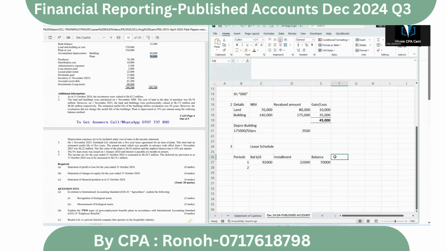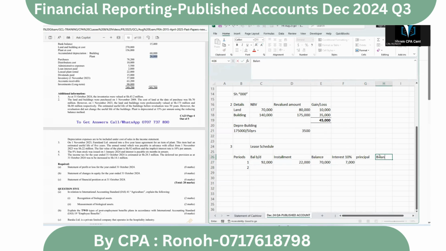Now with this, we can get the interest. So the interest, we have been given the implicit rate, which is 10%. So get the interest of the balance. So we'll take this, multiply by 10%. So that is our interest. So after getting the interest, we can get the principal here and still get the balance.